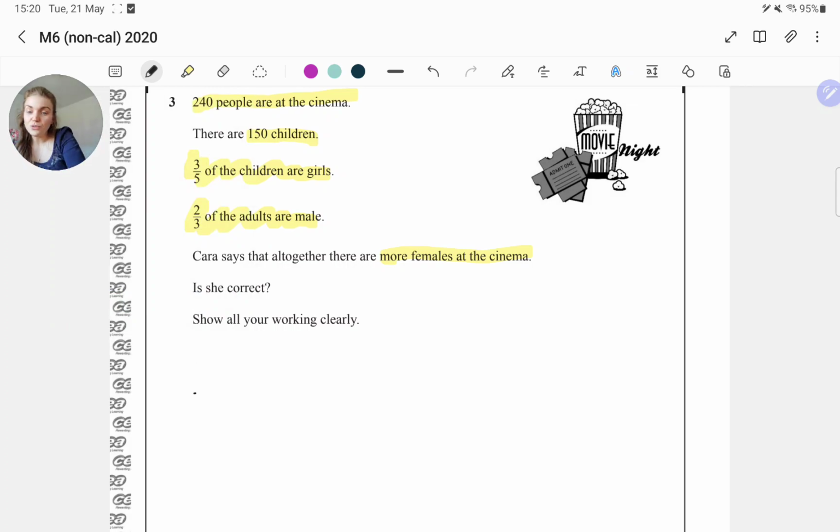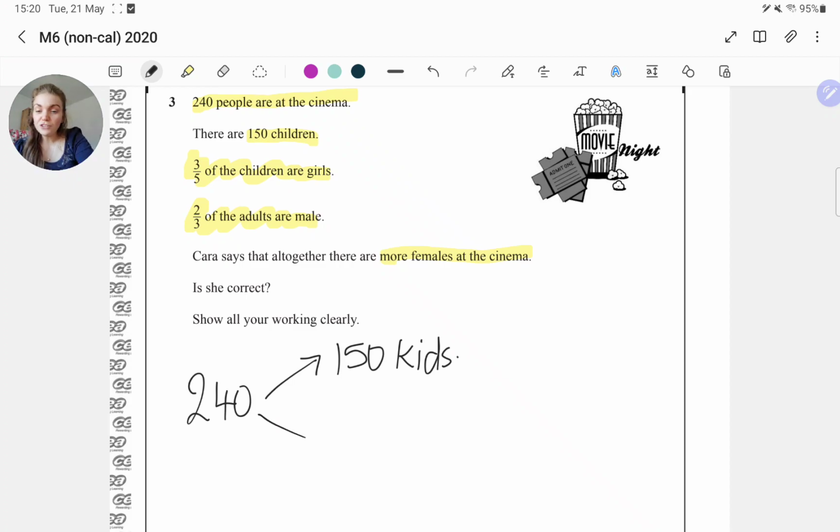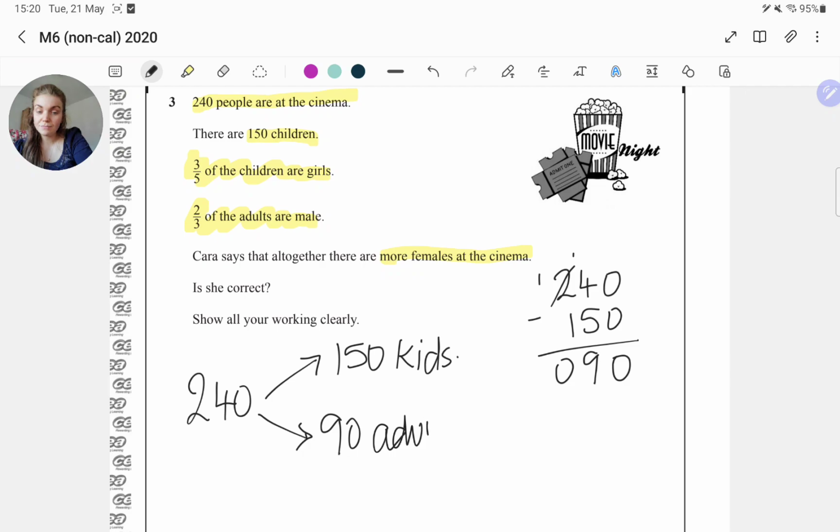So there are 240 people at the cinema, and out of those 240, 150 are children. I'm going to write kids, okay? So if 150 are kids, I wonder how many adults that means. So let's do a wee sum to find out. So 240 minus 150, 0 minus 0 is 0. 4 minus 5 we can't do, so we need to go and borrow. And then 14 minus 5 is 9. And 1 minus nothing is nothing. So there are 90 adults.